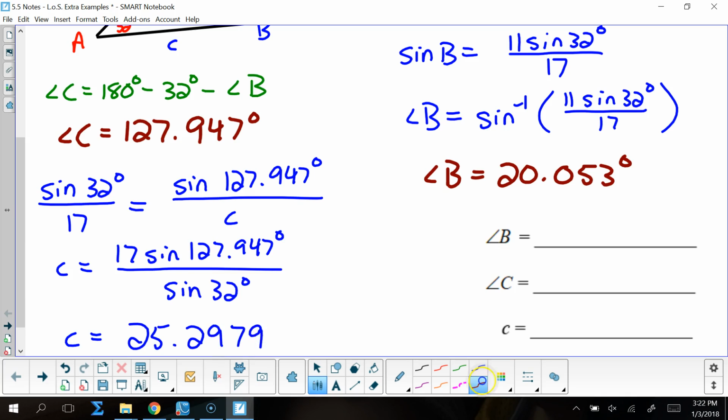Okay? So angle B here was 20.05 degrees. Angle C was 127.95 degrees, and side C was 25.30 units.